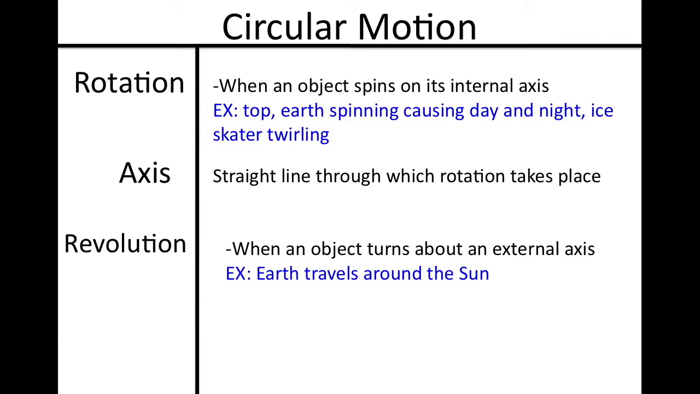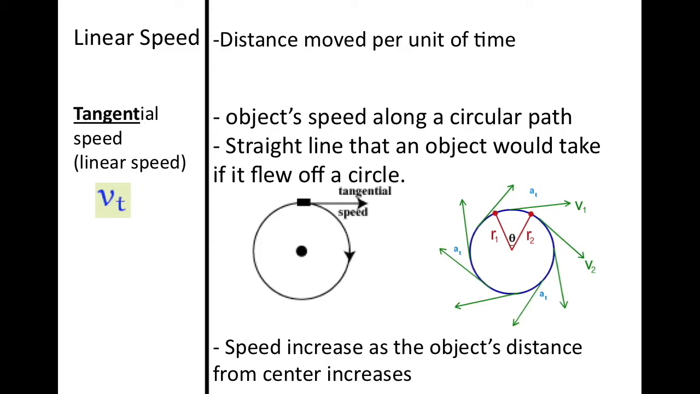Revolution is when an object turns or travels around another point, which is called the external axis. The Earth traveling around the sun is an example of revolution, and the sun is the external axis that the Earth is traveling around. Linear speed is distance that is moved per unit of time, and we know this from our kinematics unit.